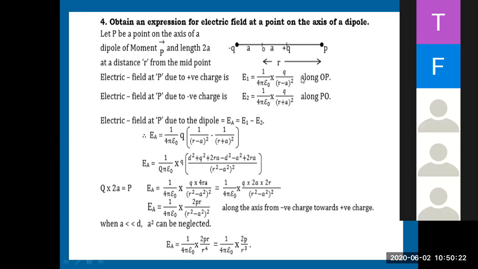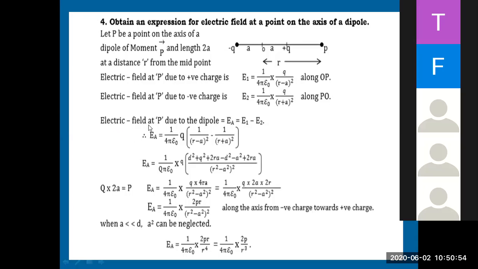And direction should be mentioned. First one will be along OP, from here to here. Second one will be along PO. Newton's third law again. Charges should be equal and opposite. So these two formulas you should write clearly. I'm repeating it. E1 is 1 by 4 pi epsilon naught Q divided by r minus a the whole square for positive. E2 is equal to 1 divided by 4 pi epsilon naught Q divided by r plus a the whole square for a negative charge.